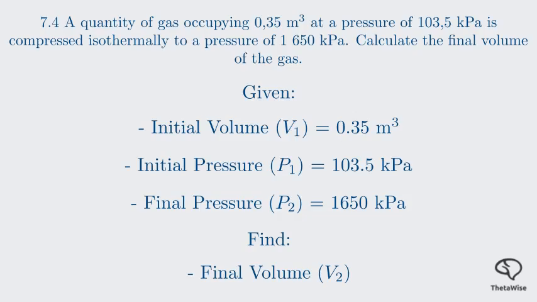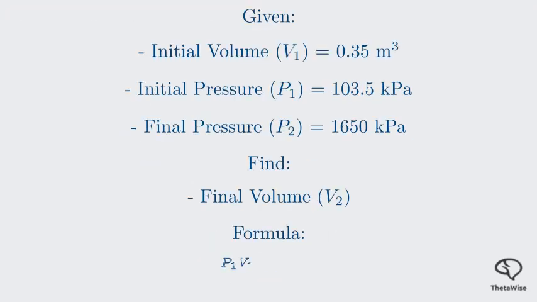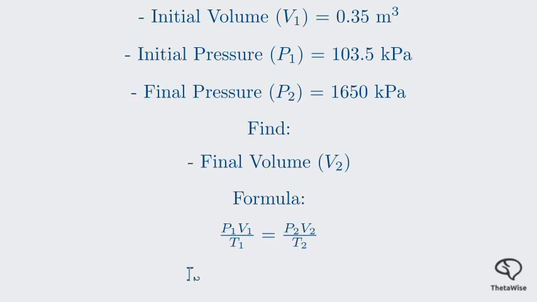Now let's find the relevant formula on our formula sheet. We are looking for an equation that relates pressure and volume when temperature is constant. We find the combined gas law formula, which is P1V1 over T1 equals P2V2 over T2. For an isothermal process, the initial temperature T1 is equal to the final temperature T2.